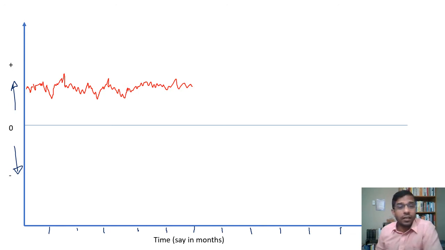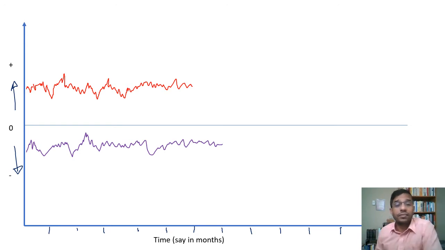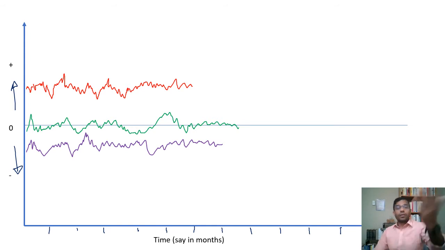So this could be the pattern of one person. Let me draw that of another person. Let me pick another color. Let's say purple. Another person may have a pattern something like this. Again, we see that the person's emotional state is changing. It's fluctuating. It's not always staying the same. Let me draw one more person. Okay, that's enough. So, as the months progress, we do see that the emotional state of different people is changing.